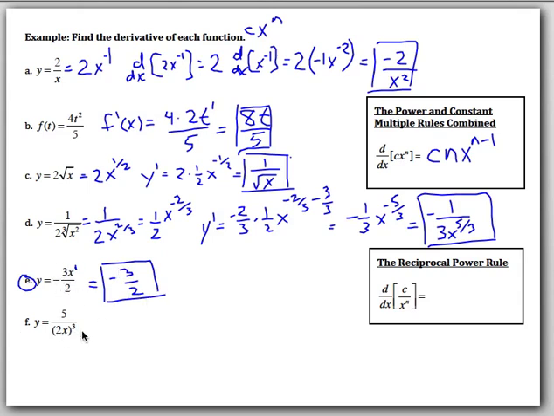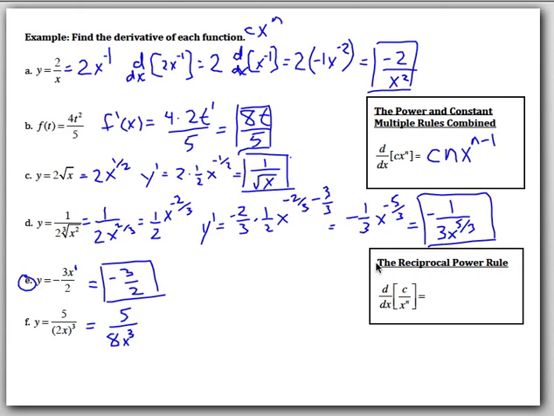Now for letter F, when you see this, 2x is in parentheses cubed. So that is different than this cx to the nth. So when you have something in parentheses cubed, you always want to go ahead and cube that. So you get 2 cubed is 8, and x cubed is x cubed. So get it into this form, and then you can find the derivative.